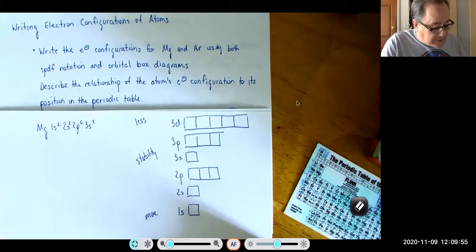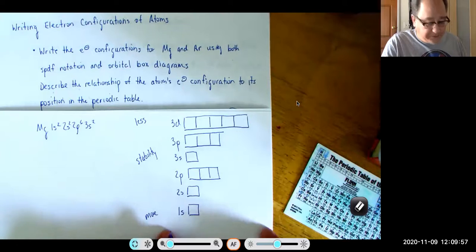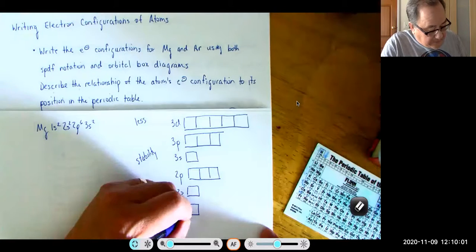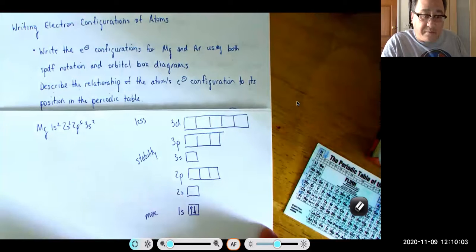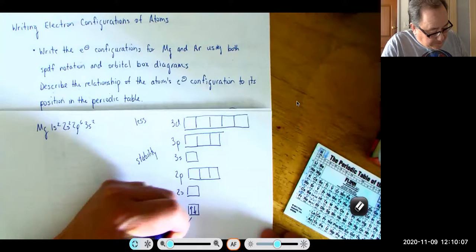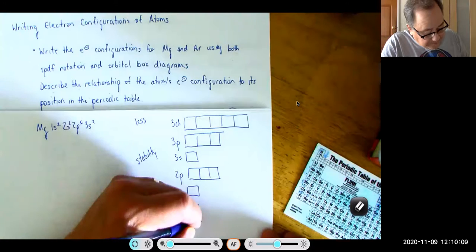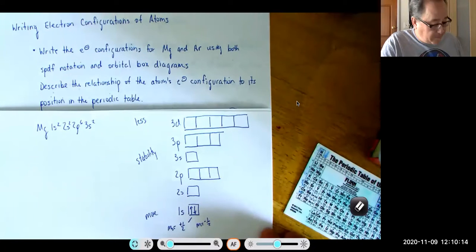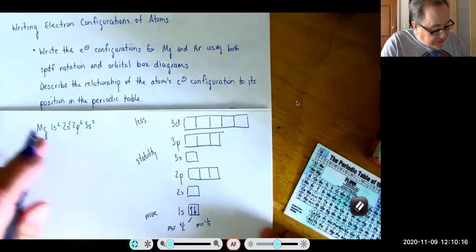And when you put electrons in these boxes, you put them in as arrows. So here for this 1s2, it would be 1 up, 1 down. You always put 1 up first. The up means plus 1/2. The down means minus 1/2. So the 2s, you do this.